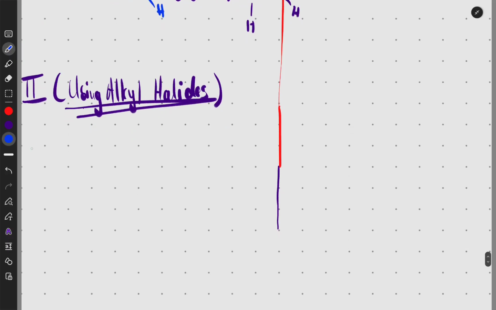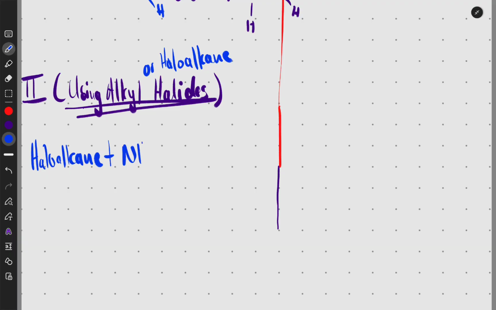You should know that if you have your alkyl halide or haloalkane, that's the other name, it's an alkane with a halogen, okay? Haloalkane plus NH3, which is ammonia, then you are going to make a primary amine. We always use alkyl halide to make amines. So if we add ammonia, we'll make a primary amine.